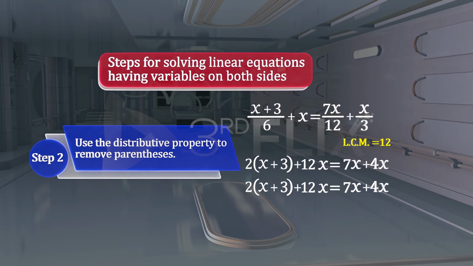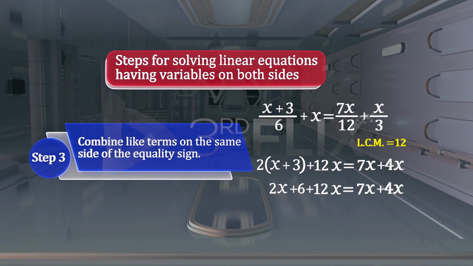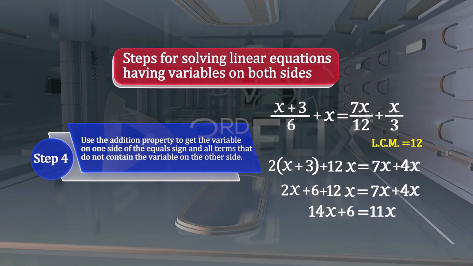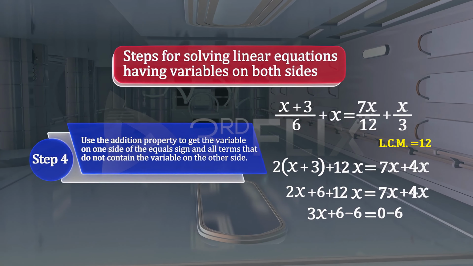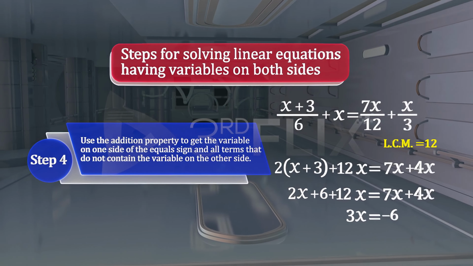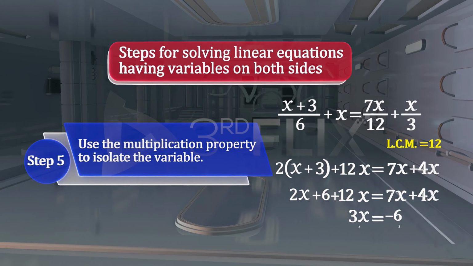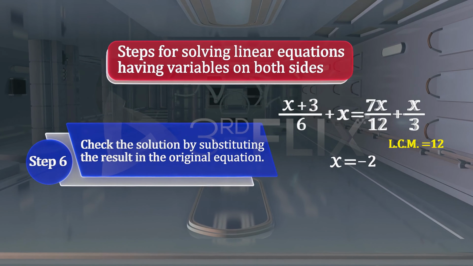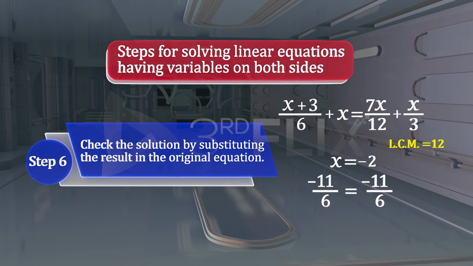2. Use the distributive property to remove parentheses. 3. Combine like terms on the same side of the equality sign. 4. Use the addition property to get the variable on one side of the equals sign and all terms that do not contain the variable on the other side. 5. Use the multiplication property to isolate the variable. 6. Check the solution by substituting the result in the original equation.